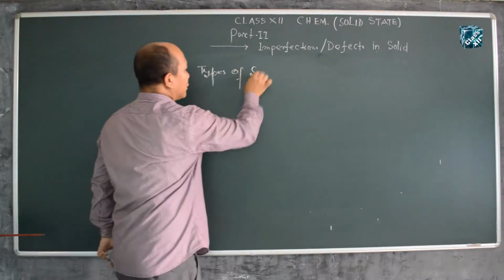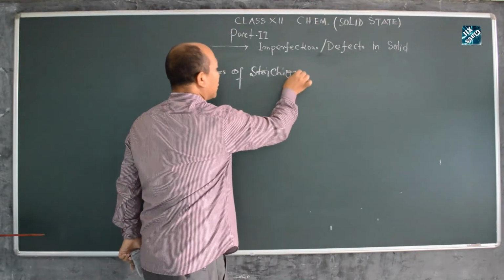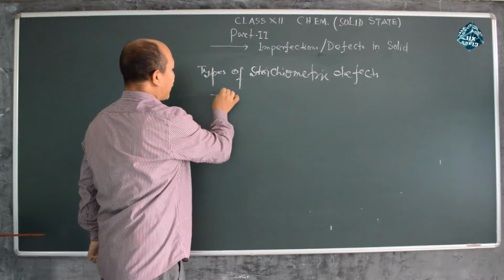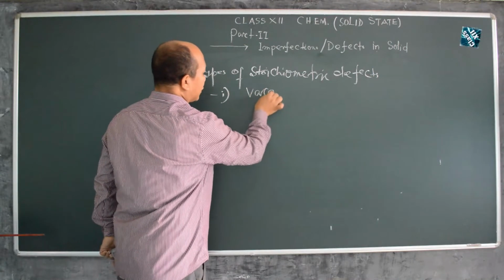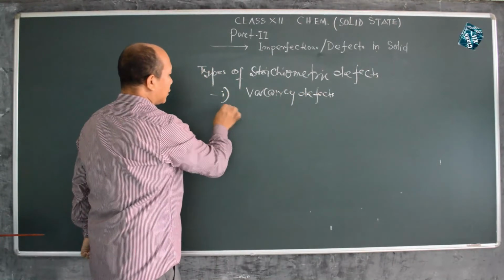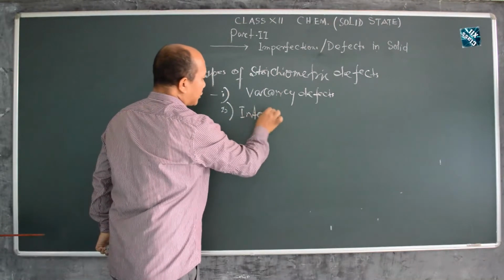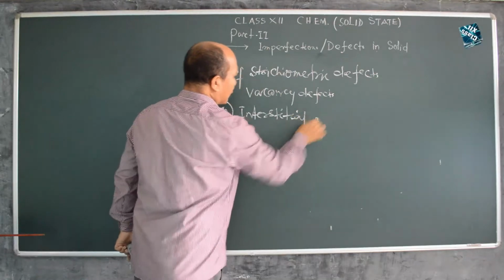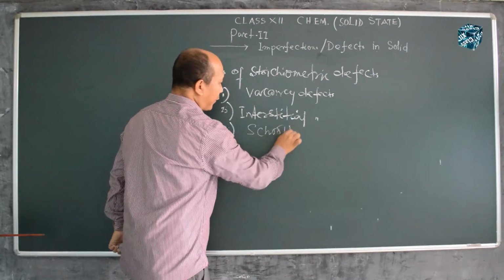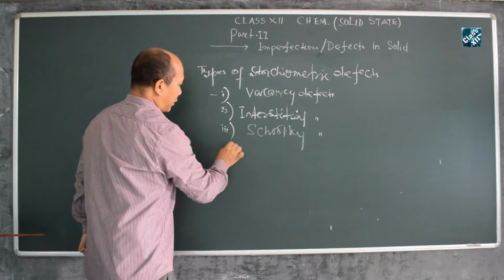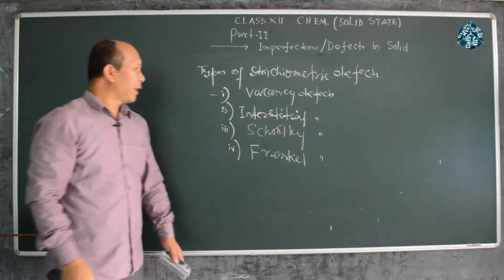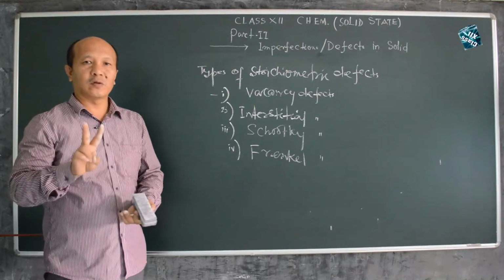Types of stoichiometric defects. There are four types. First one, vacancy defect. Second one, interstitial defect. Then third, Schottky defect. Then fourth, Frenkel defect.